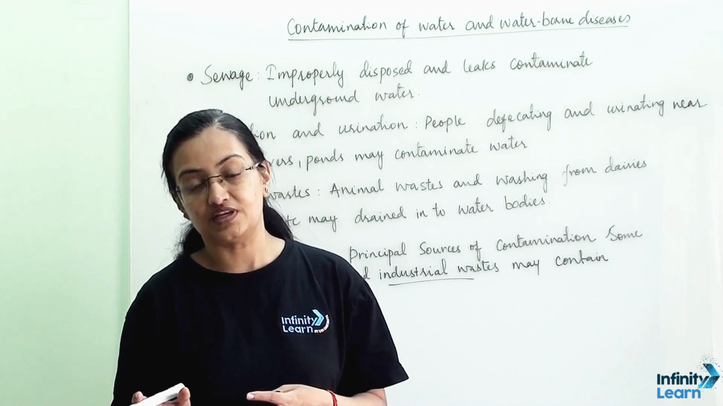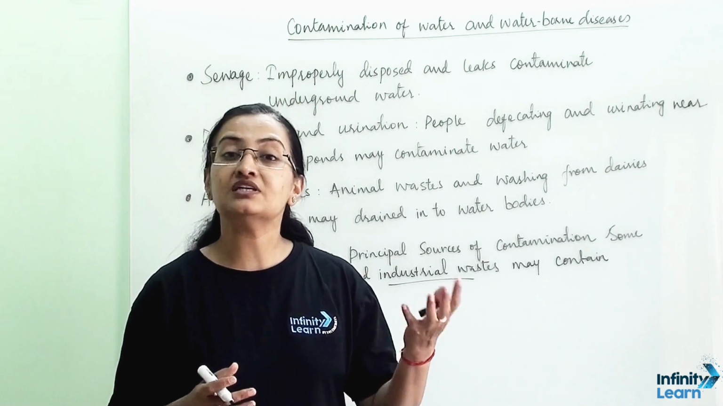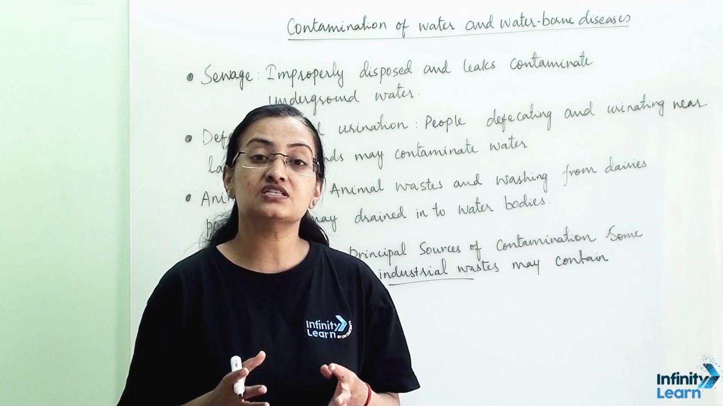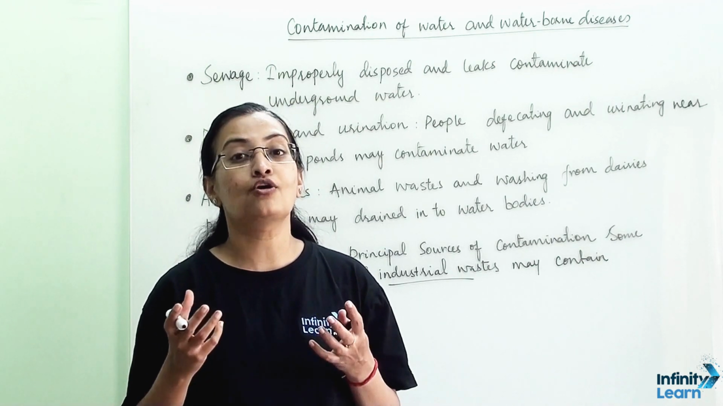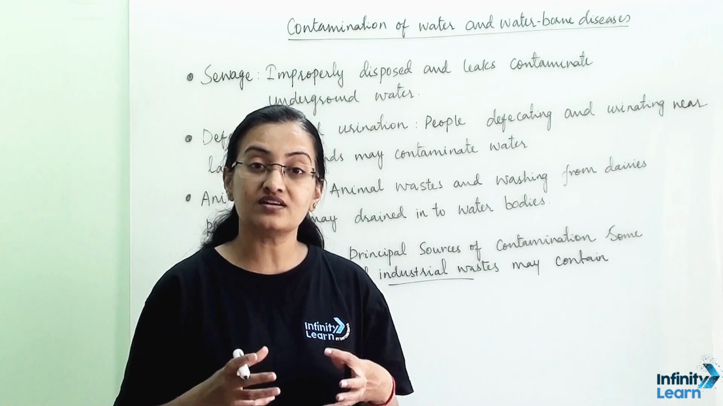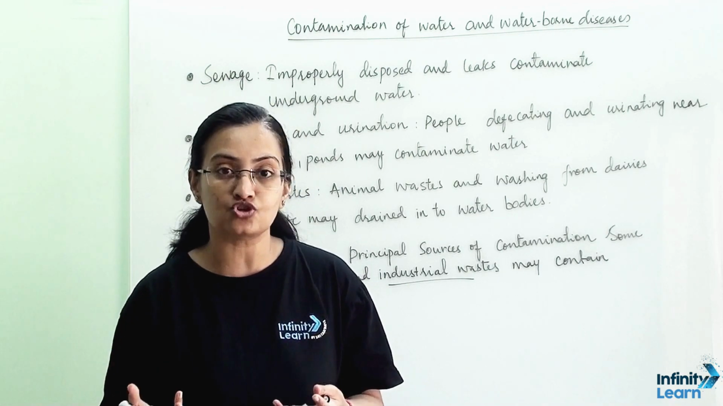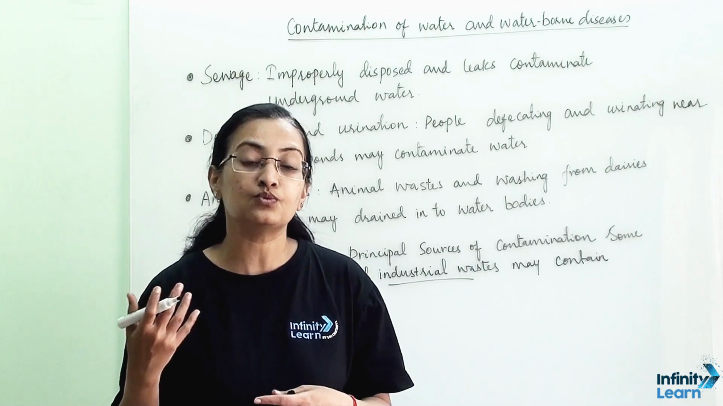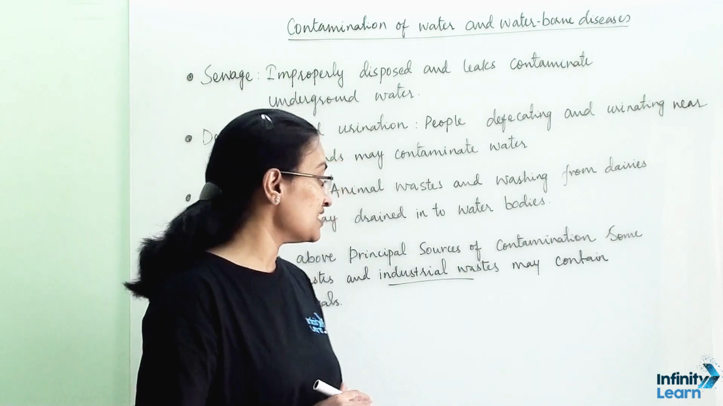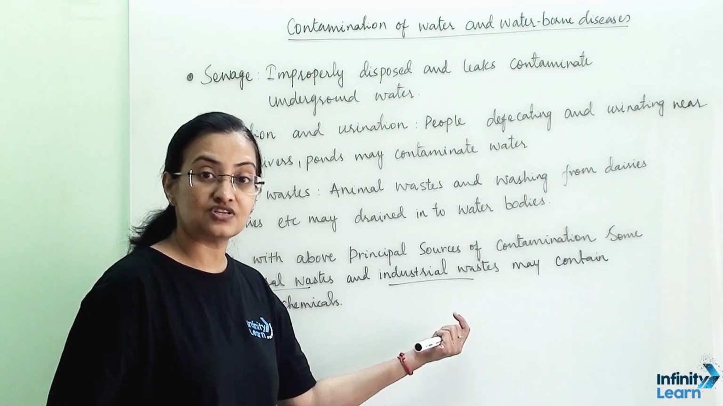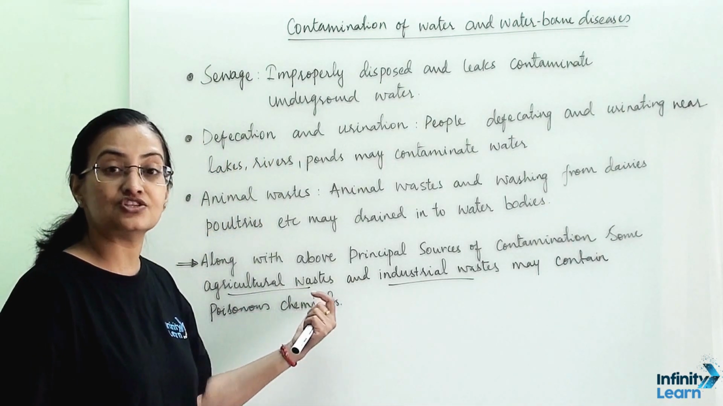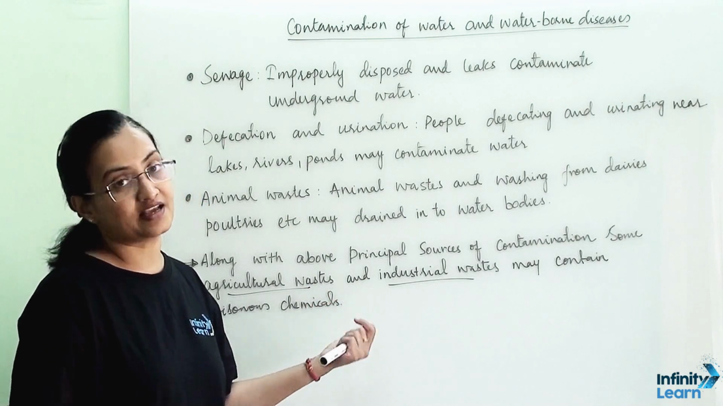Now the industrial waste. Industrial waste comes from the industries. Industries are generating so many byproducts and also producing so much chemical waste. All this chemical waste and these byproducts, when not properly disposed of, eventually get mixed with the reservoir and contaminate our reservoir. So the waste coming from industry is known as industrial waste, and the waste coming from agricultural activities is known as agricultural waste.